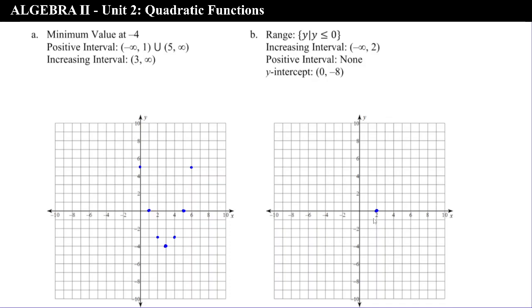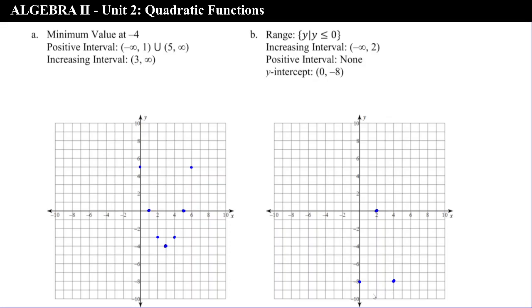We have no positive interval, which kind of confirms that it's going to be concave down. We'll have nothing happening in the top part of our graph. We have a y-intercept at 0, -8, which is right here. And we can reflect that across our axis of symmetry. So now we have 3 points.